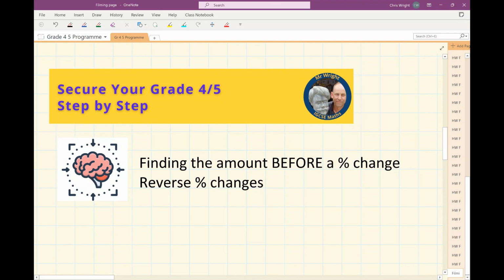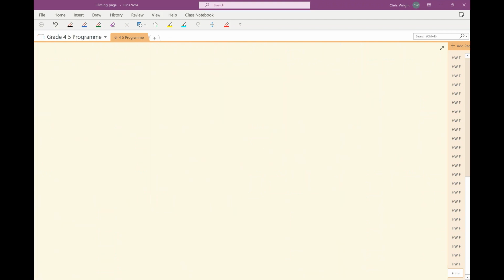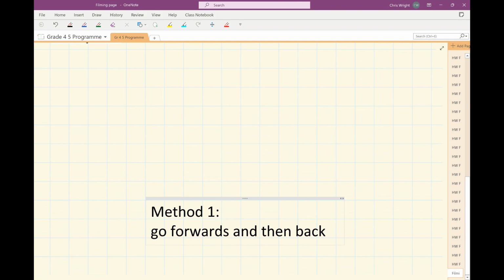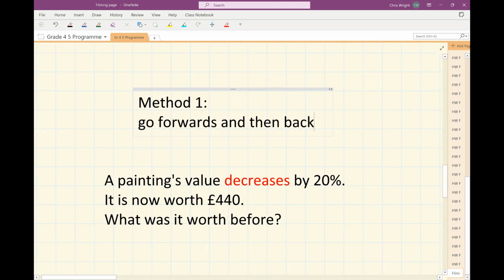In this film we are going to look at reverse percentage changes, or finding the amount before a percentage change. You see, very often you're given the amount after a percentage change, and you're asked to find the amount before that change. Let's look at an example.